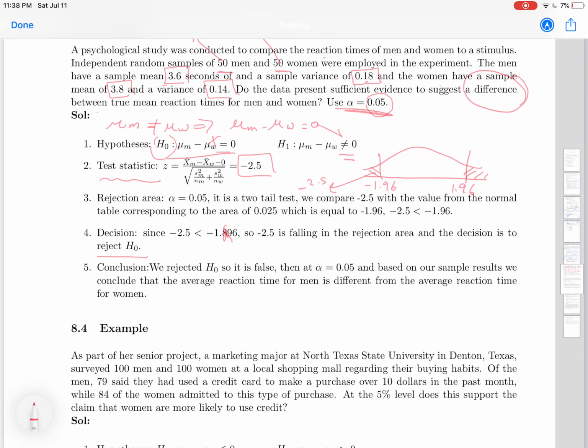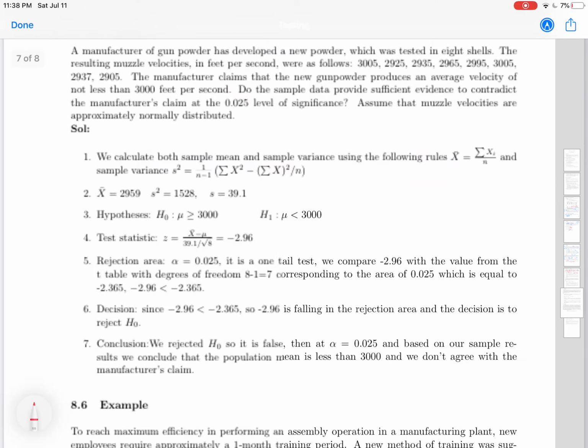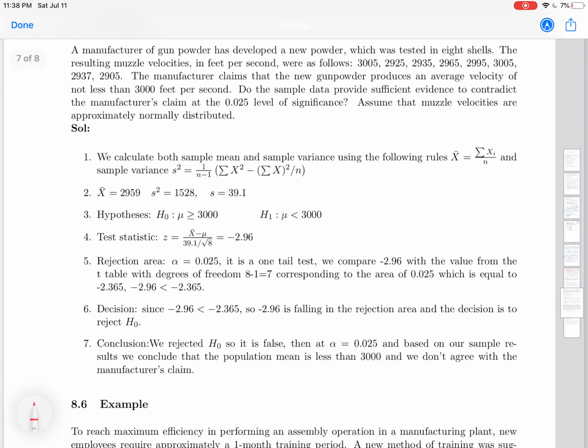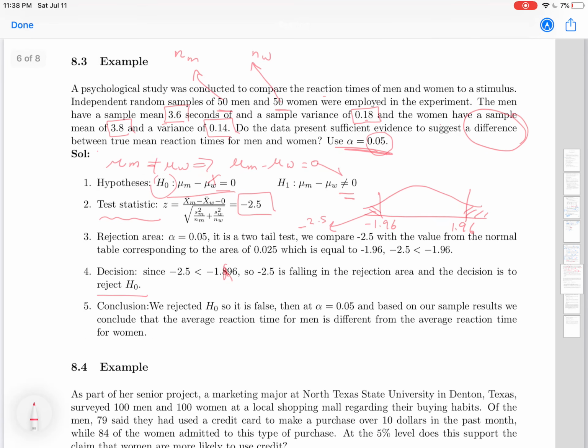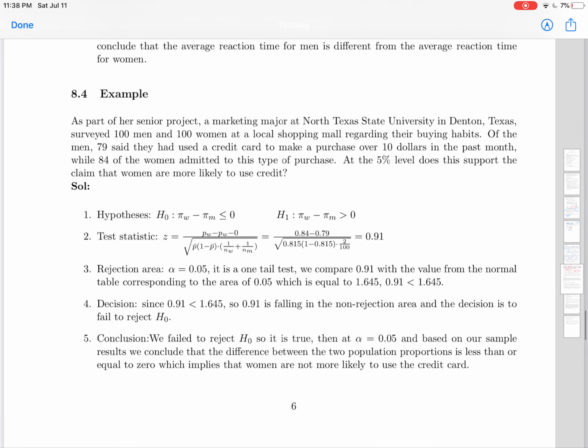This is 1.96. This 8 is wrong. So it's falling in the rejection area, so we reject H node. So H node is false. H1 I'm going to consider true. So this means there is a difference between men and women in their average reaction times to the stimulus. Next example.